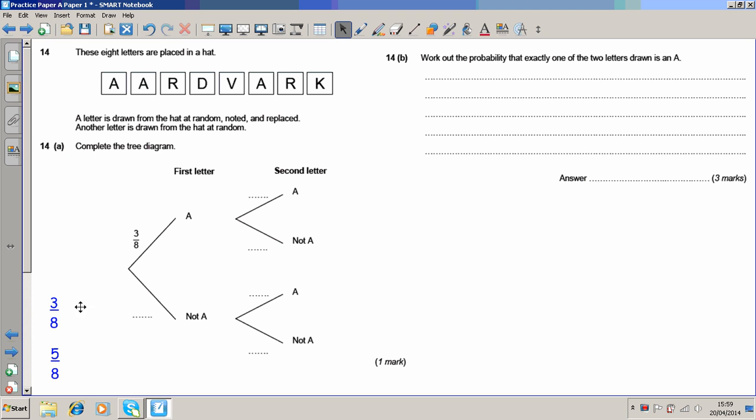Okay, so you've got 8 letters. Chance of getting an A is 3 over 8. So the chance of not getting an A will be 5 over 8. Then the letter is put back, replaced, and done again. So the chance of getting an A is still 3 over 8, and a B is going to be 5 over 8. An A is 3 over 8, or a B is 5 over 8. So there's our tree diagram.